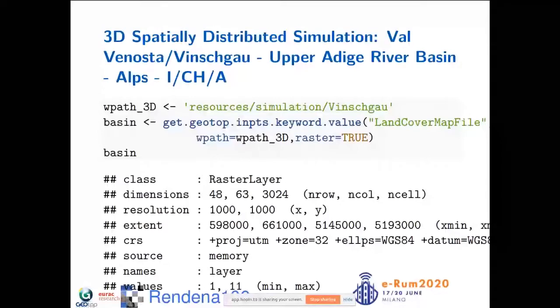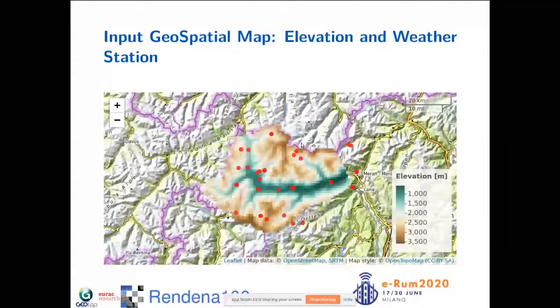Here is a case of a three-dimensional spatial distribution. The procedure is the same. The area is a basin close to Switzerland in South Tyrol. Here there is the path to the folder containing the simulation, and here you can extract, for instance, the land cover map of our basin, which is directly imported as a raster layer class of the raster package. Here is a plot made directly with data of this area.